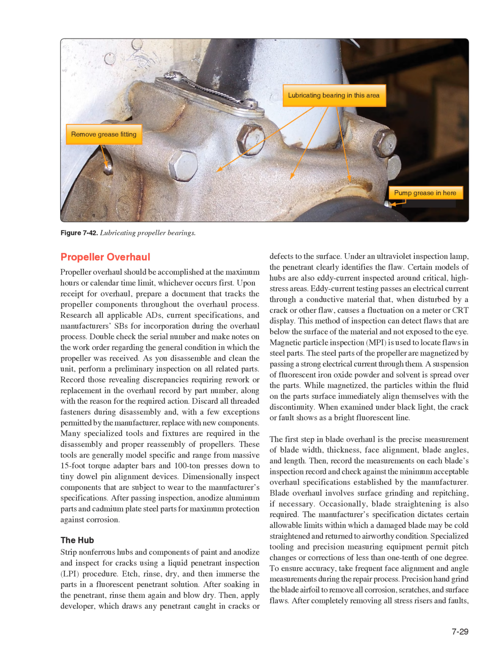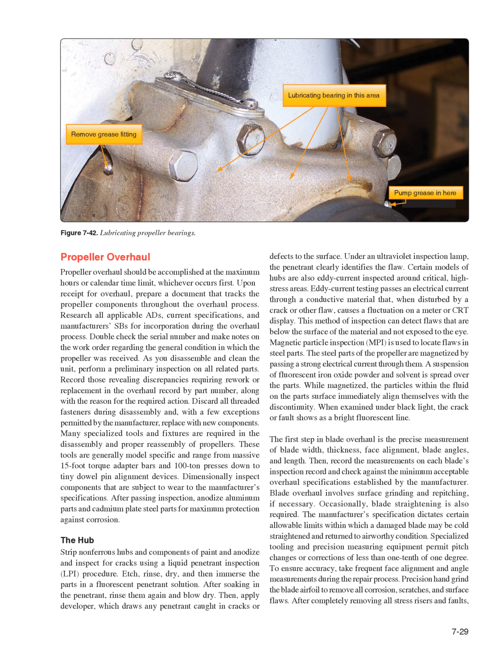Many specialized tools and fixtures are required in the disassembly and proper reassembly of propellers. These tools are generally model-specific and range from massive 15-foot torque adapter bars and 100-ton presses down to tiny dowel pin alignment devices. Dimensionally inspect components that are subject to wear to the manufacturer's specifications. After passing inspection, anodize aluminum parts and cadmium plate steel parts for maximum protection against corrosion.